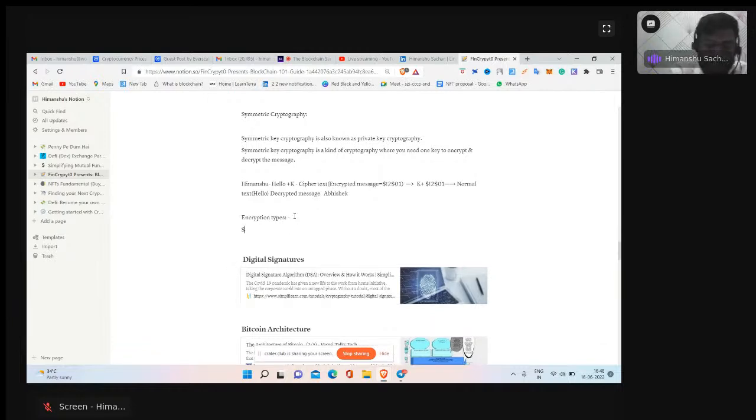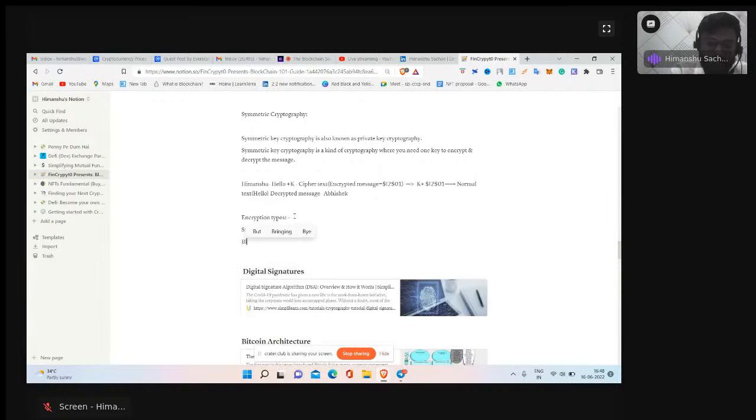There are two types of encryption that we have. One is called stream cipher. That is the first encryption method, and then we have something called block cipher. So we have two types of encryption methods that are used: stream cipher and block cipher.